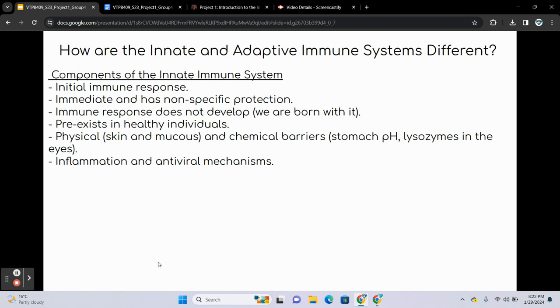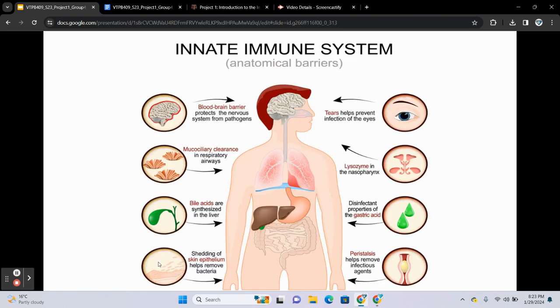For this, we have to evaluate the components of the innate immune system. It is an initial immune response, it is immediate and has non-specific protection. The immune response does not develop, meaning we're born with it. It pre-exists in healthy individuals. It includes physical and chemical barriers, physical including the skin and mucus, chemical including the stomach pH, lysosomes in the eyes. It involves inflammation and antiviral mechanisms. Here are included some of the physical and chemical barriers of the innate immune system.